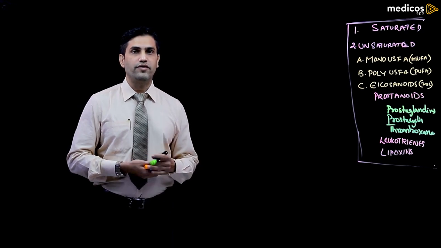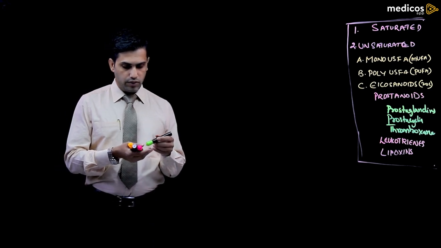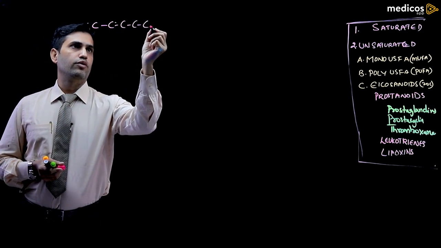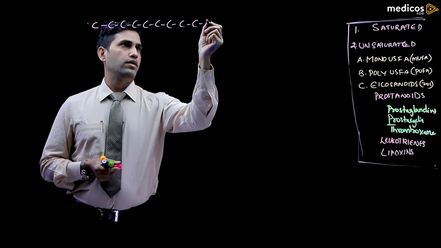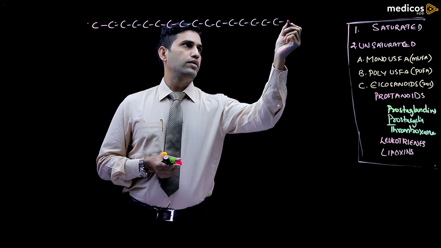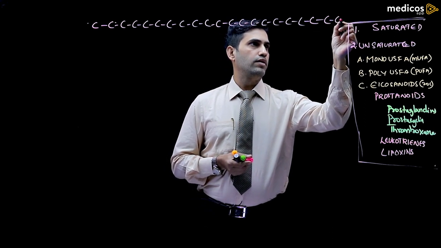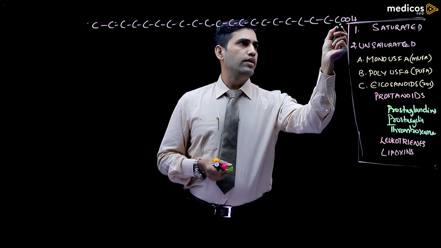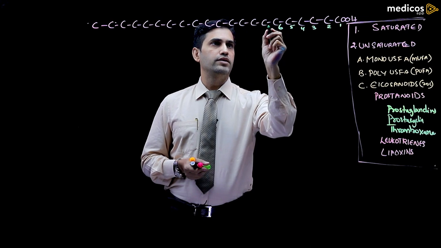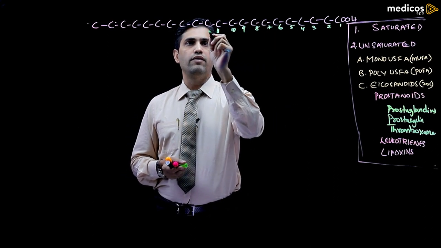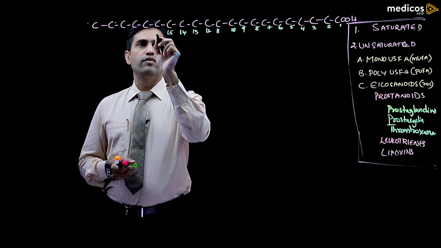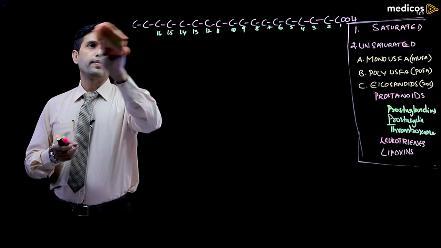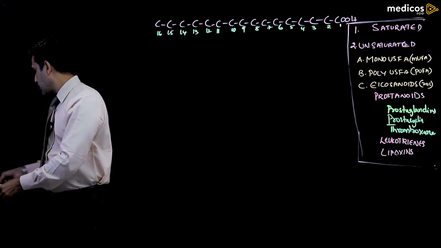Next, we'll see what are monounsaturated fatty acids and polyunsaturated fatty acids. But before that, let's write the carbon structure. One carbon, two, three, four, five, six. So we'll number it 1, 2, 3, 4, 5, 6, 7, 8, 9, 10, 11, 12, 13, 14, 15, 16.